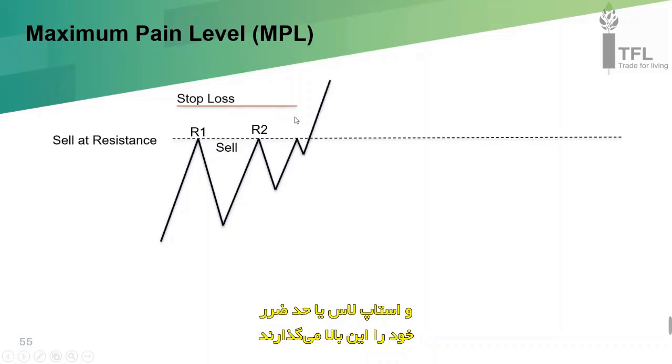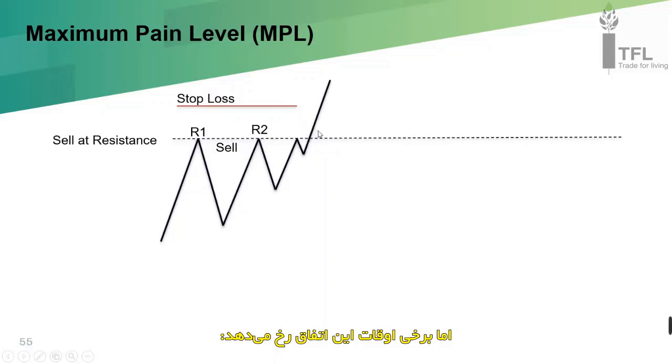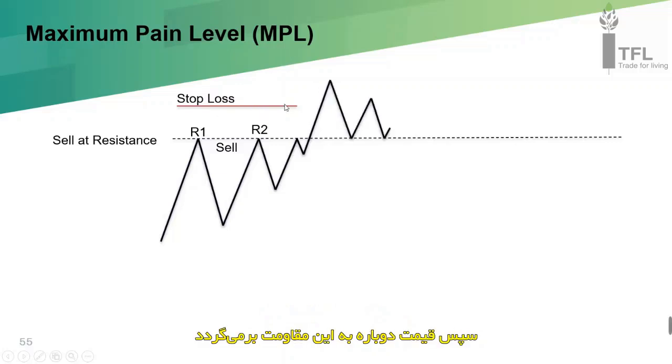But something happens. The price does not stop at the resistance. It bulldozes all the way to the top. So a lot of you will get your stop loss hit, and then you lose your money. Then eventually the price comes down to this resistance again, but now it has become a support.